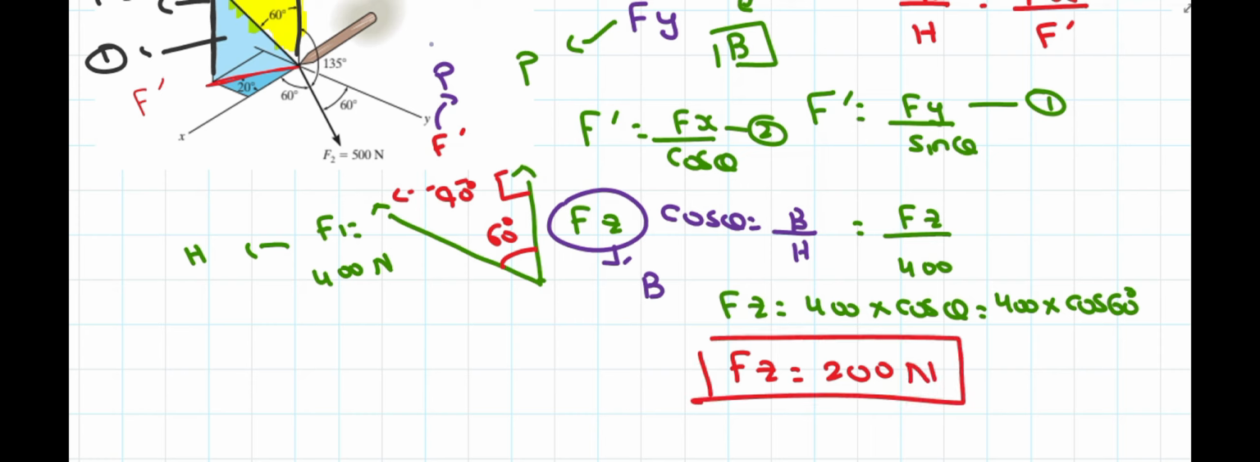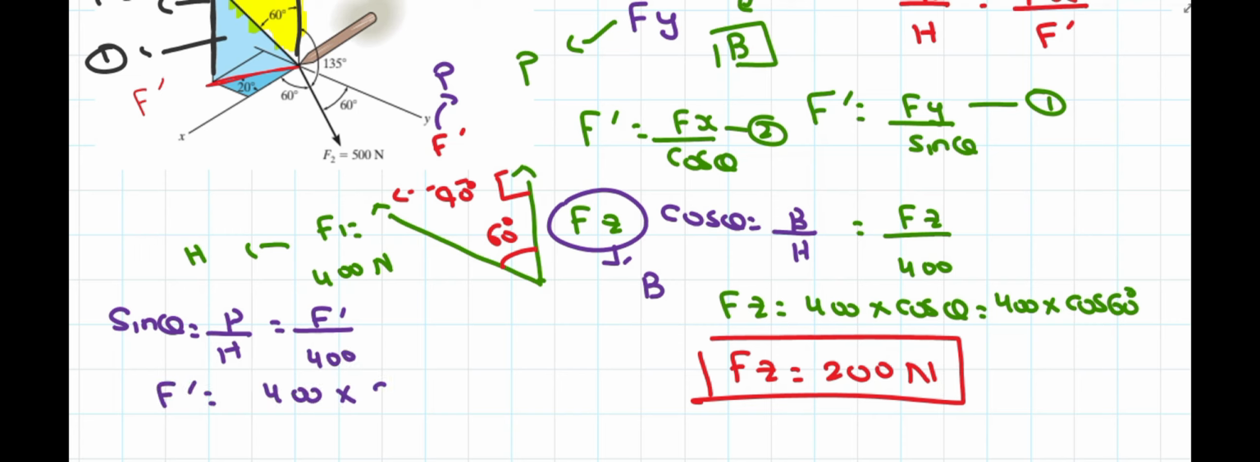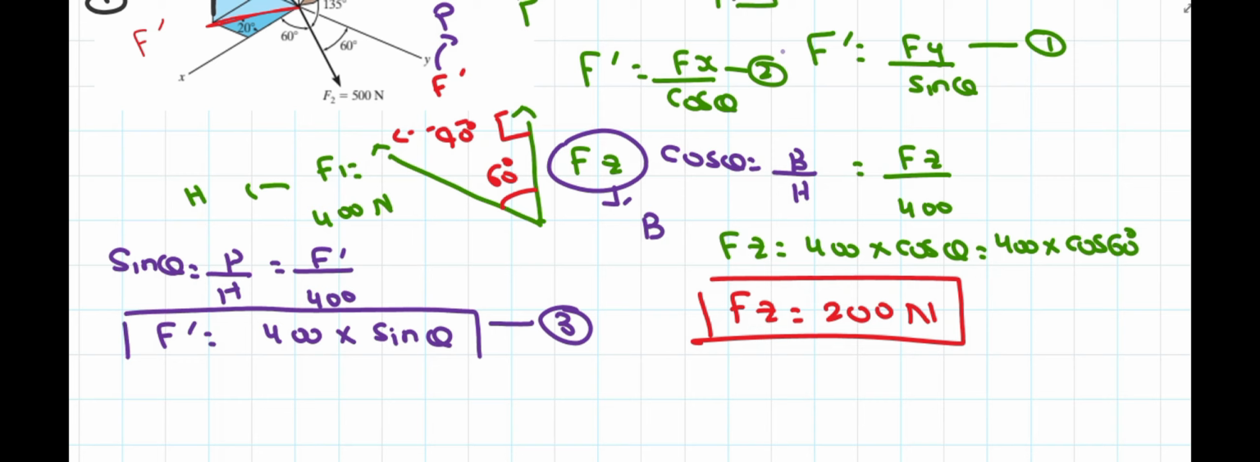Now apply the sine theta function here. We know that sine theta is equal to perpendicular upon hypotenuse. The perpendicular in this case is F prime, and the hypotenuse is 400. So F prime is equal to 400 into sine of theta. Let's call this equation number 3. We know the value of F prime here, so putting equation number 1 into equation number 3.